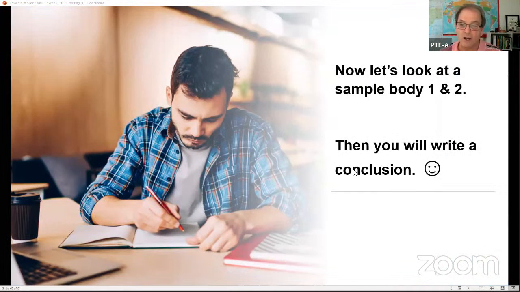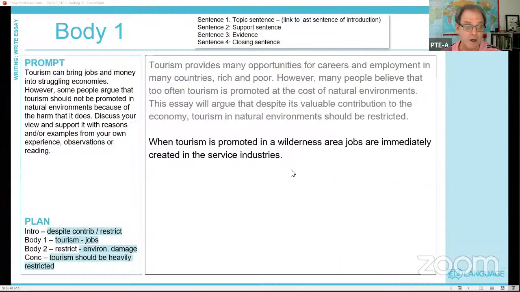Okay, now let's look at a sample body 1 and 2, and then you're going to write your conclusion. So let's look. Now I want you to read these out loud with me, because I want you to look at the logic, understand the logic. Here we go. Topic sentence.